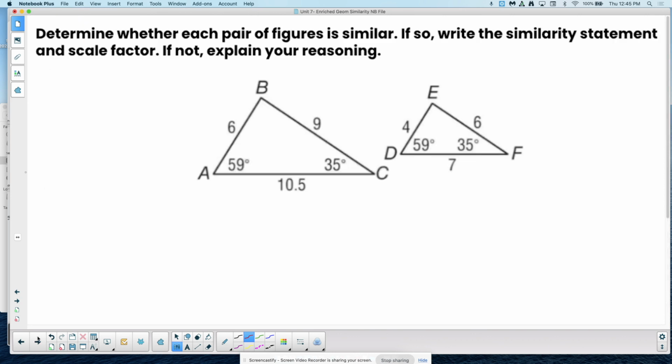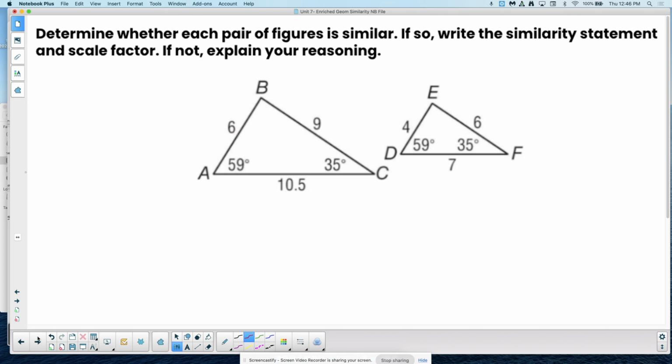Okay, so let's see this in action. Right now we have just 2 figures, and it's our job to figure out if they're similar. If so, we have to write a similarity statement and their scale factor. So remember, there are 2 things that need to be true for polygons to be similar.